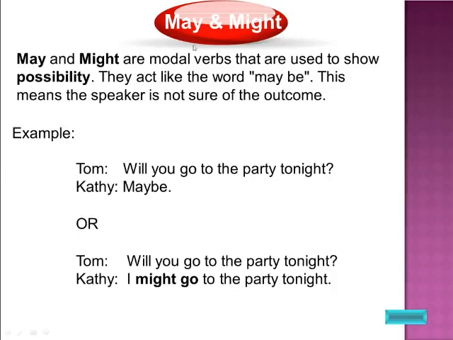May and might. May and might are modal verbs that are used to show possibility. They act like the words may be. This means the speaker is not sure of the outcome. Tom, will you go to the party tonight? Maybe. Okay, not sure. Sometime he will go, sometime he will avoid it.